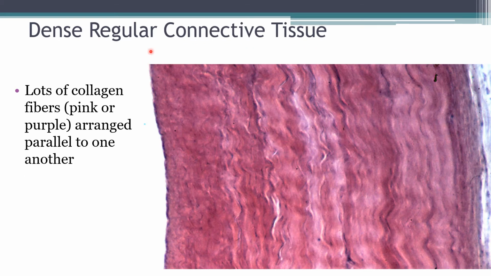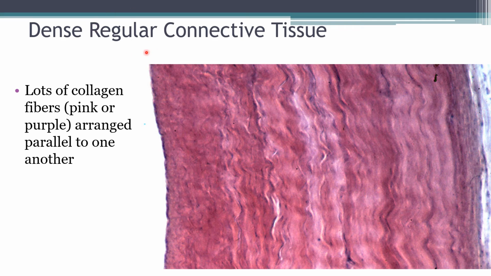Next is dense regular connective tissue. So dense, again, means tons of collagen fibers. And you can definitely see that here. This one, you don't see the same amount of artifact, right? There's not as much white space. There's a little bit of artifact here and here. But this really shows you what a dense connective tissue would look like, right? All fibers, very little of anything else.